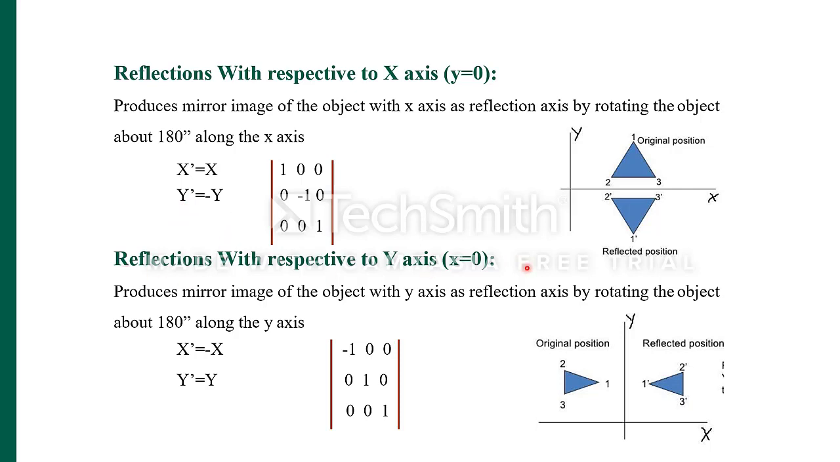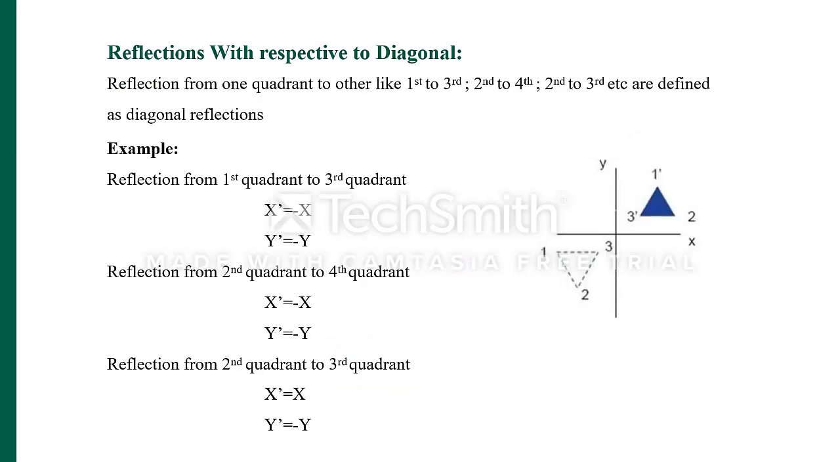Similar is the way for reflections with respect to the y-axis. If we consider the original position of this triangle, it makes a flip with respect to only this point, and when it flips, only the x-coordinate gets changed and not the y-coordinate. The y-coordinate stays the same. The x-coordinate is the new x-coordinate, but the y-coordinate remains the same. So there will be a change only in the x-coordinate.